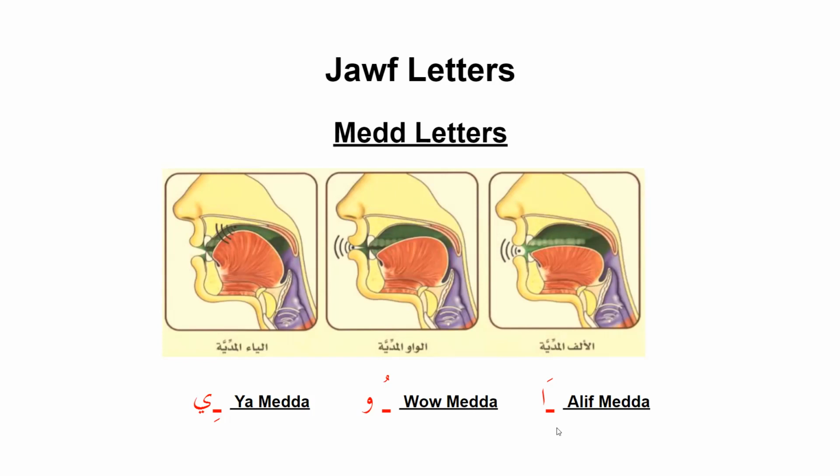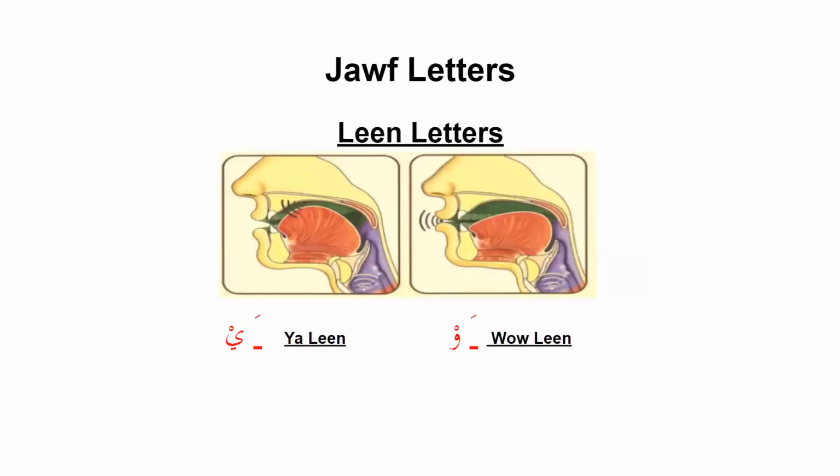And again, this is not alif, waw, and ya. This is alif maddiya, waw maddiya, or ya maddiya. So if you have alif with a fatha, if you have dhamma with a waw, or if you have kasra with a ya, in these three conditions only will the sound be from the jawf, or the empty part between the mouth and the throat. So these are the jawf letters.